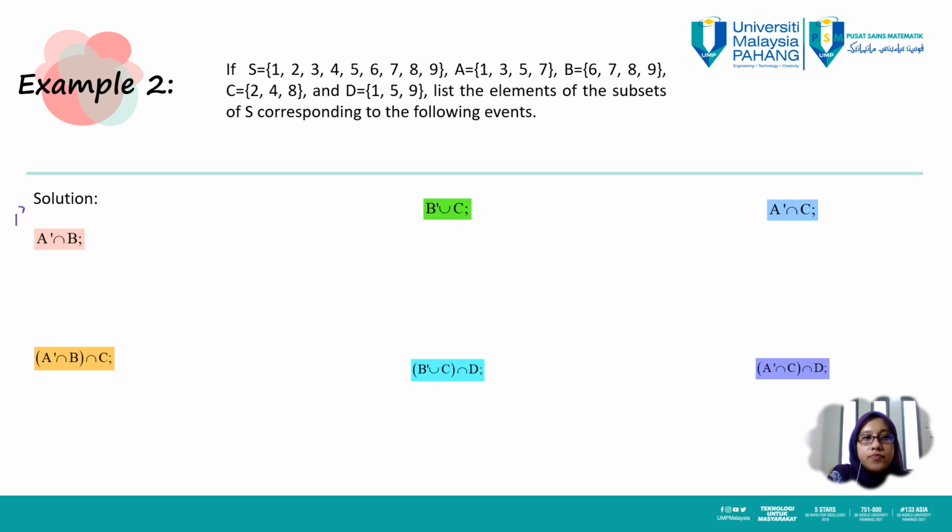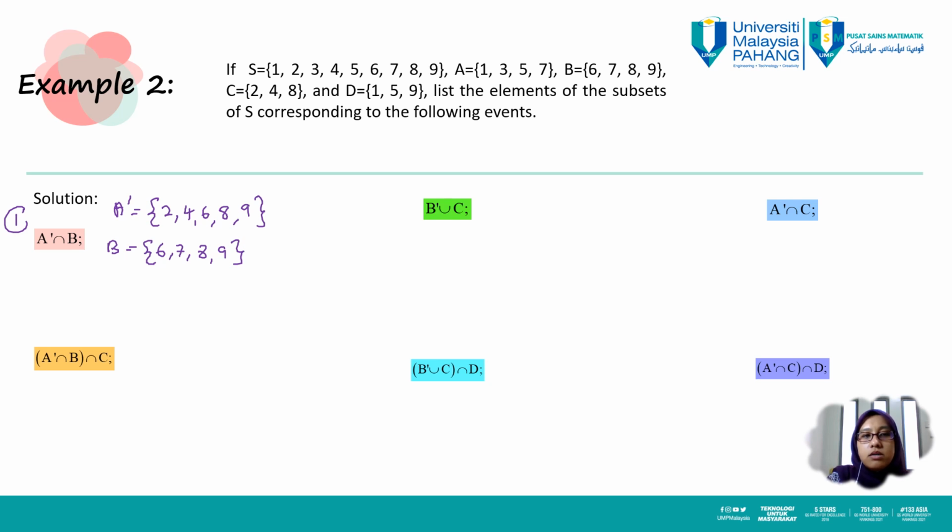Okay, for the first one, A prime intersect with B. So we already have value for A. So what is A prime? A prime means other than A. So A is equal to 1, 3, 5, 7. So other than A is equal to 2, 4, 6, 8, and also 9. B, we already have element for B, 6, 7, 8, 9.